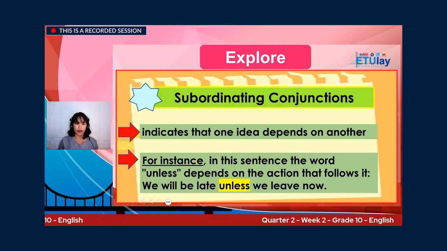In this sentence, the conjunction unless is an example of a subordinating conjunction because the next clause depends on the action that follows it. We will be late, and then we leave now. Therefore, it depends on the action. That's the use of unless, and that is an example of a subordinating conjunction.